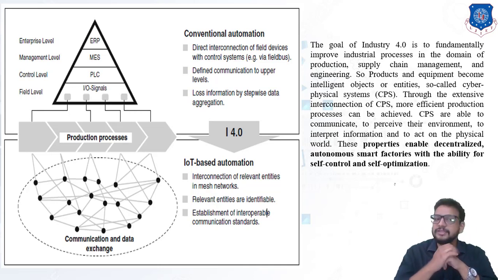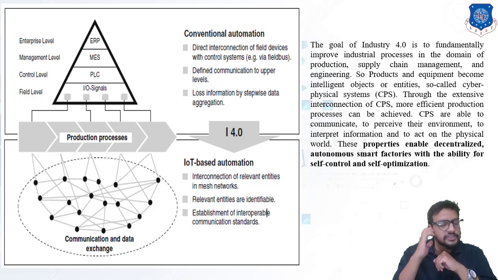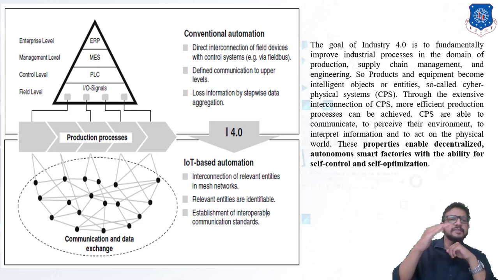Field level devices are PLCs, programmable logic controllers. Then MES is a management level device, and then ERP. And even in that there is one device called a supervisory controller, that is SCADA, which is not shown over here. This all represents that data would be transferred step by step through all these pyramid layers.